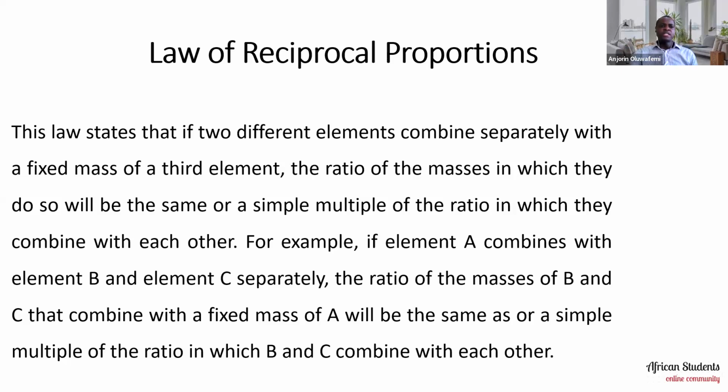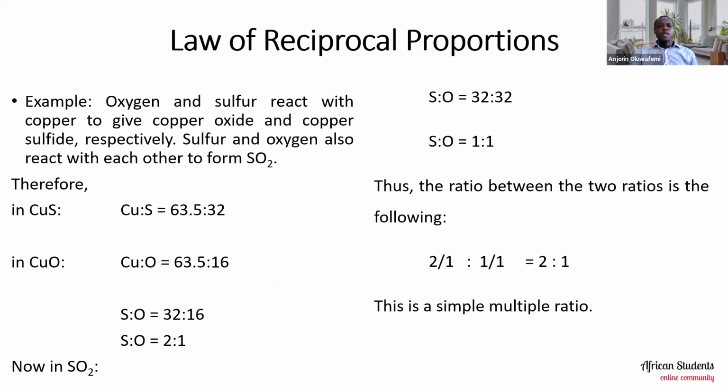Now, let's look at this example to explain this law. Oxygen and sulfur react with copper to give copper oxide and copper sulfide respectively. Sulfur and oxygen also react with each other to form SO2. Now, if you look at it, you have oxygen, sulfur, and copper in the mix, and they are reacting and forming different compounds separately. Let's use it to explain the law of reciprocal proportion.